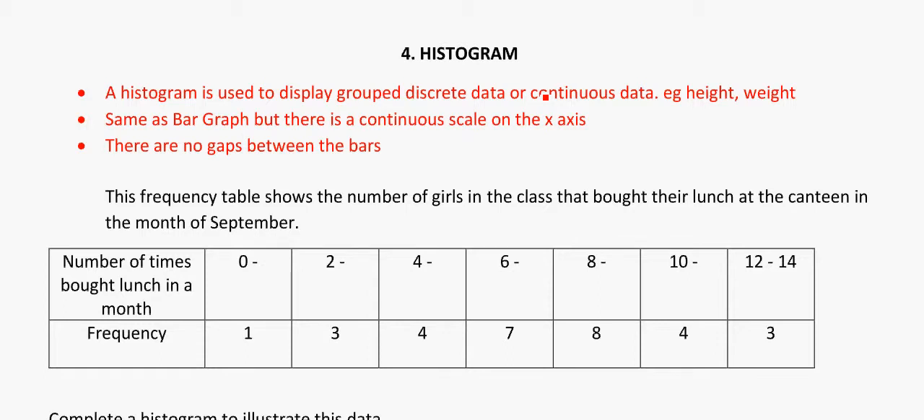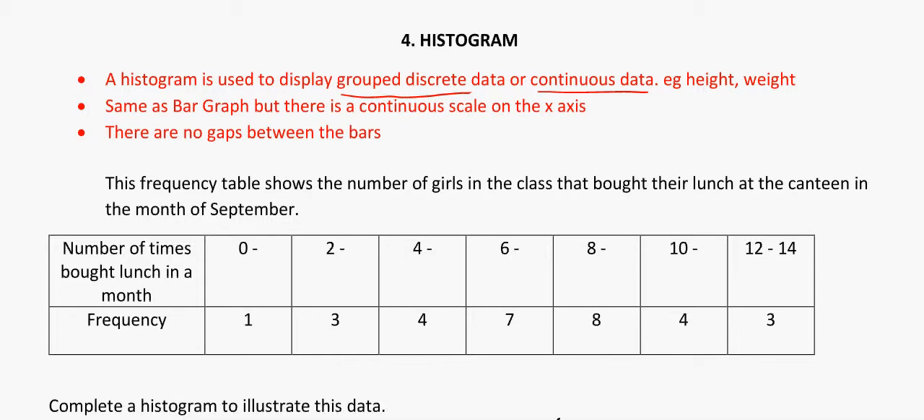Okay, the next graph we're going to do is a histogram, and it's really similar to a bar graph. It's used to display grouped discrete or continuous data, so you could represent height or weight on a histogram. It's the same as the bar graph, but there is a continuous scale on the x-axis, and there are no gaps between the bars. So let's draw one from this data.